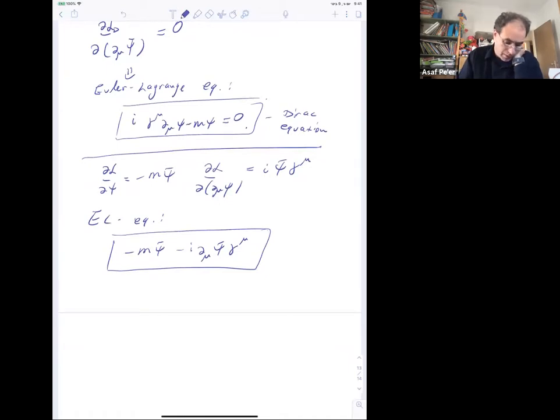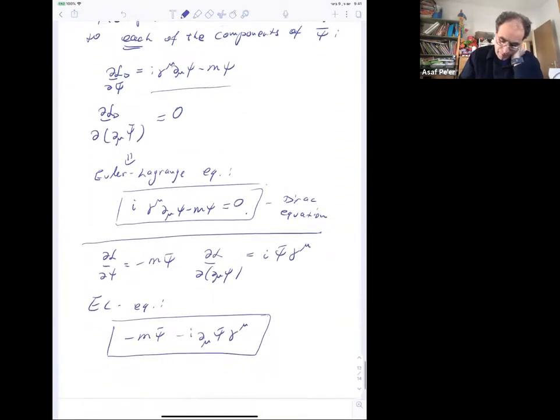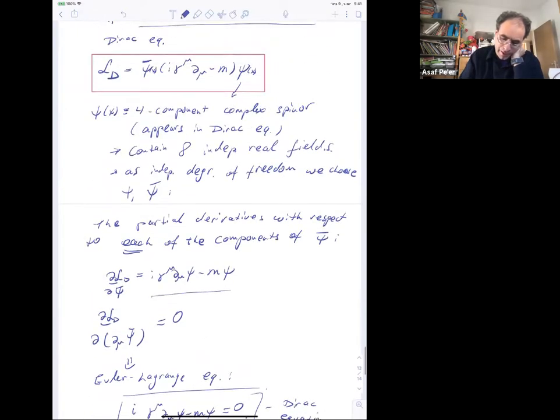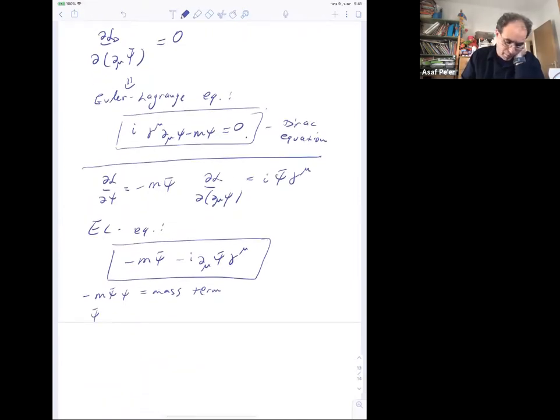So again, if you look back at the Lagrangian, we have the minus m psi bar psi term. This is the mass term. Note the similarity and the difference between this and the term in the Klein-Gordon equation. And the second term, psi bar i gamma mu d mu psi, this is the kinetic term.